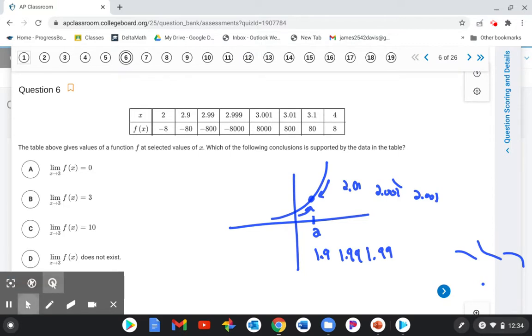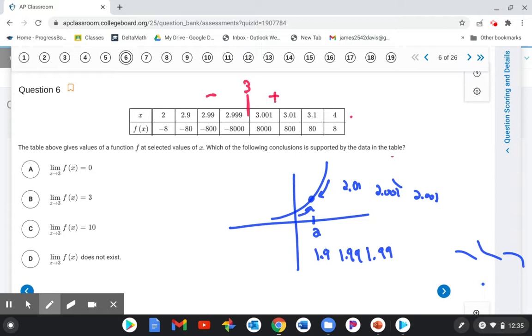We're not given any information about what this function is, so you couldn't look at the graph or anything. We just have to be able to do it by looking at the table. All right, so which of the following conclusions is supported? First one, a limit as x goes to 3. Okay, so it looks like they all have that in common, limit as x goes to 3, which, as you can see here, 3 would sort of fit right in the middle there because we're approaching 3 from the left and we're approaching 3 from the right.